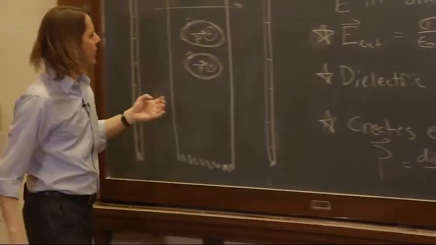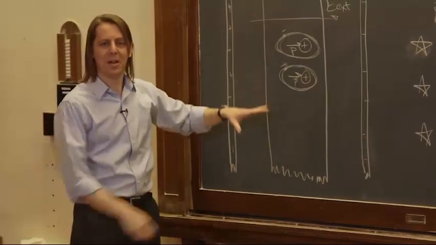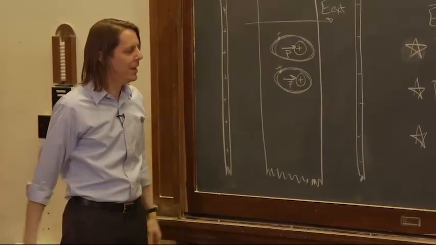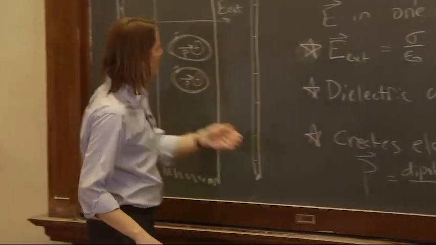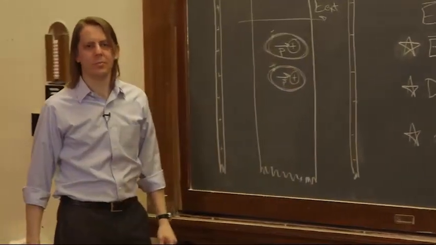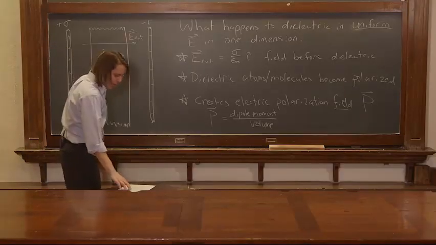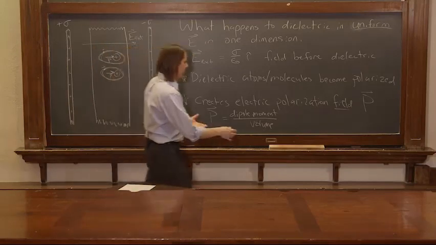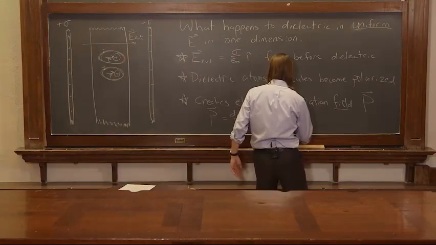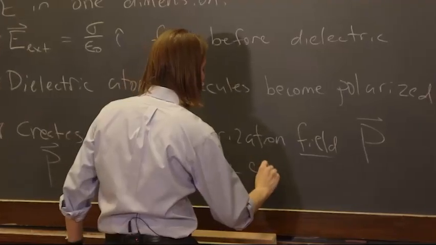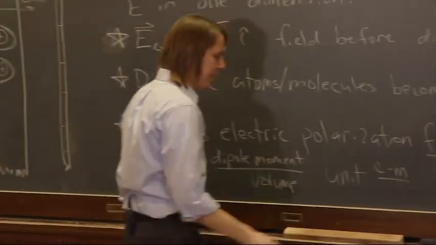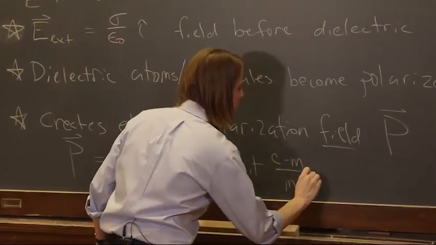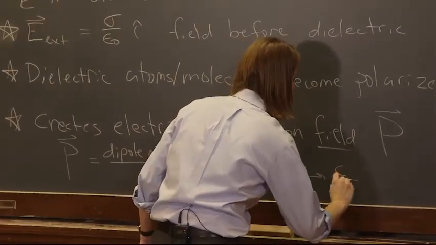It's just the sum of all the charge separation, add it all up, the total quantity of it per unit volume, and of course, big P points in the same direction as all the little p's. Okay. The unit, we can think about the unit for a second. A dipole moment is a coulomb meter, and per unit volume is a meter cubed, so it's in coulombs per meter squared.